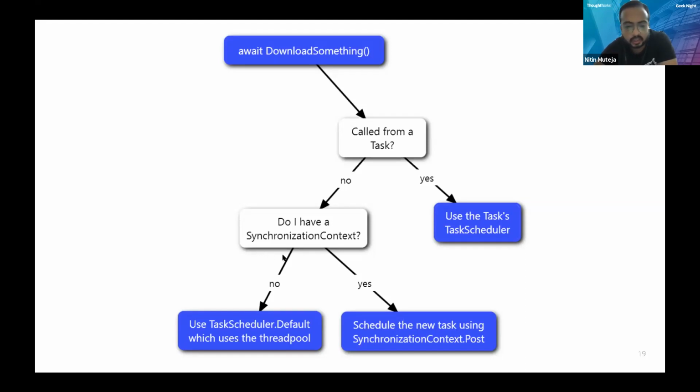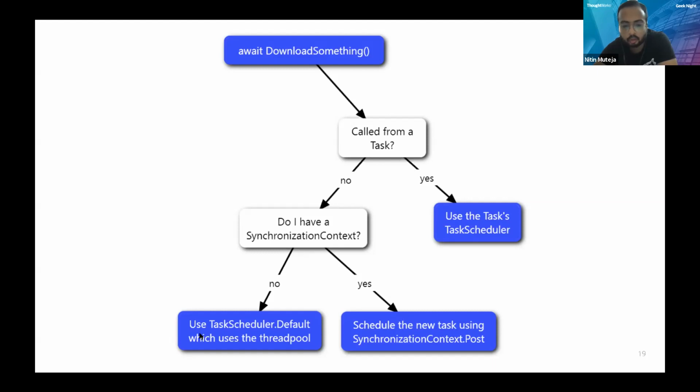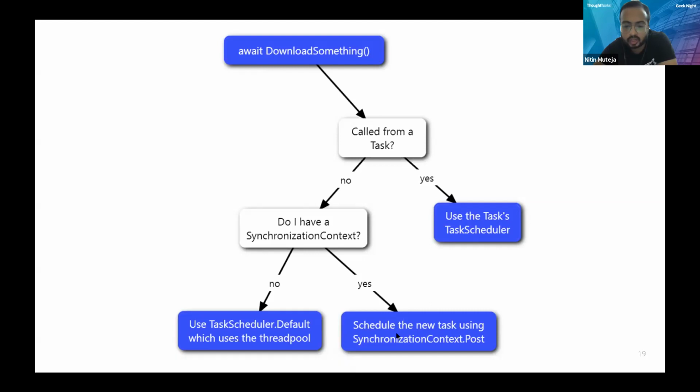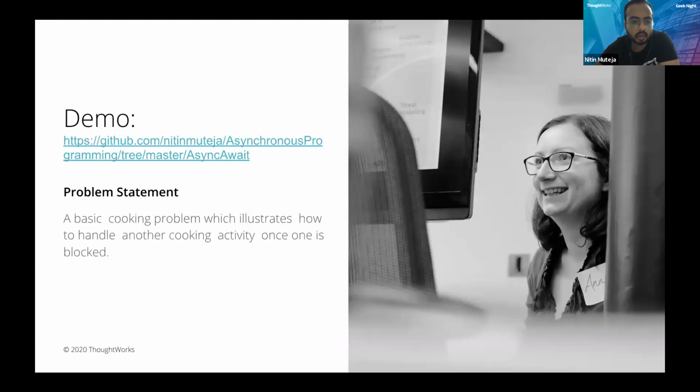Else, you need to see whether this application has a synchronization context. If a synchronization context is not available, then you can continue using the default task scheduler, which uses a thread pool to execute those asynchronous methods. Else, if there is a sync context available, then you can schedule the execution of the task using synchronization context.post. So using this method, all of your asynchronous methods are blocked and then they are executed sequentially. So that's a basic difference you see.